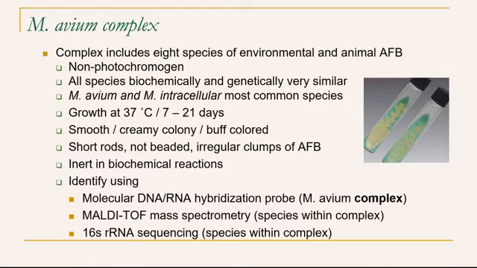They grow at 37 degrees in 7 to 21 days as smooth, creamy, buff-colored colonies. As previously said, the rods are short, they do not bead, and they're in irregular clumps. They're inert in biochemical reactions, so we must use molecular DNA or RNA hybridization probes. That will get us to the complex, but for full speciation, MALDI-TOF and 16S sequencing.